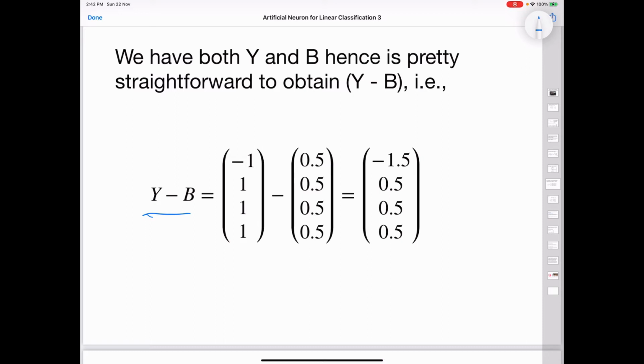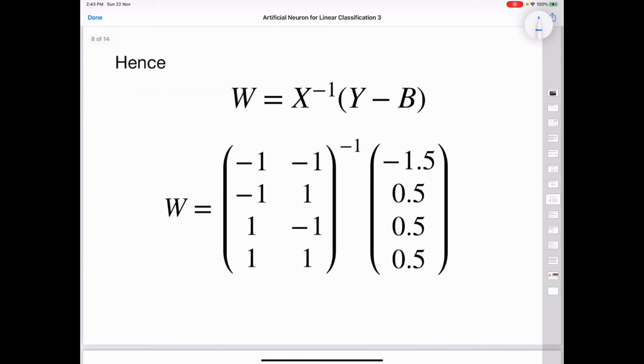This is the Y matrix given at the beginning of the video. The color, red or blue, is not important because now we are doing subtraction, so everything is the same color. So W can be found by X inverse times Y minus B.